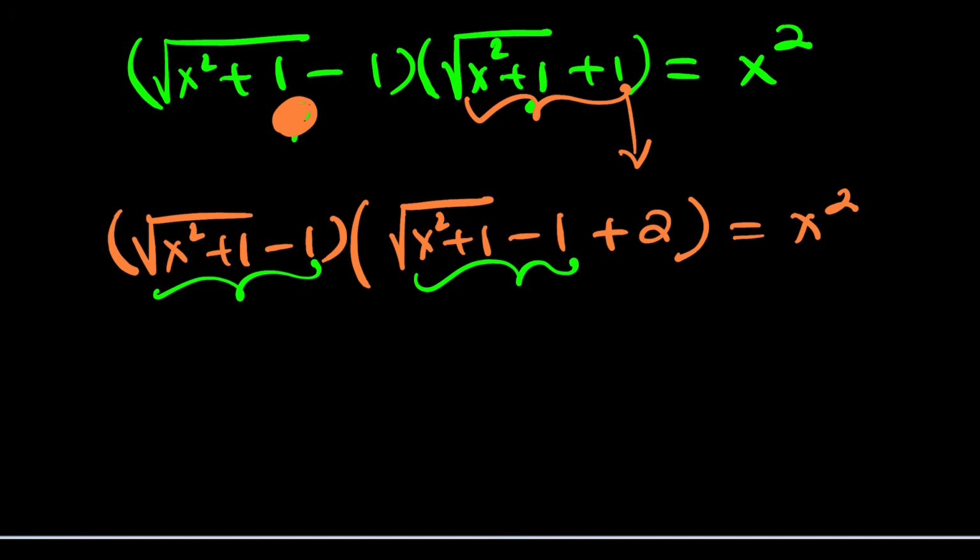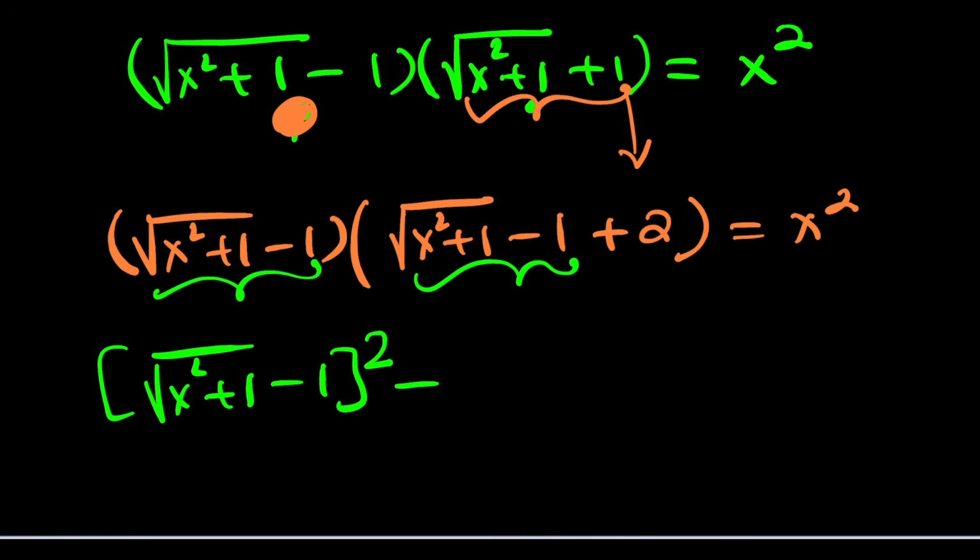So how do I do that? How is it possible to get to 2x from here? Well, first of all, think about it this way. If you can get x squared, you should be able to get x easily as well. So let's do the following. We can distribute. Now, this is going to give us the square root of x squared plus 1 minus 1, and it'll be squared, right? And then it'll be 2 times the same expression, right?